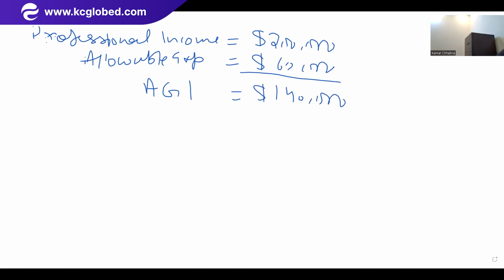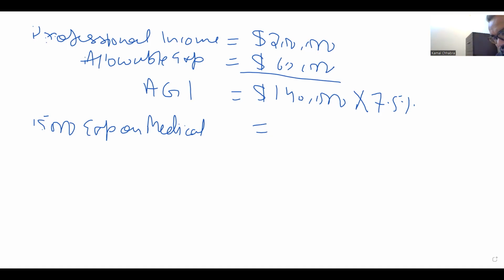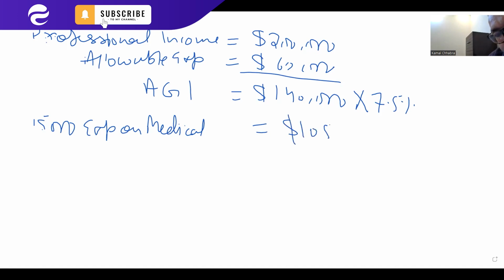140,000, right? And he has incurred, let's say, $15,000 expense on medical. Right? So here they are saying 140,000 multiplied by 7.5%. How much is it? Can somebody do the math for me? 7.5% of 140,000. 10,500. Right?